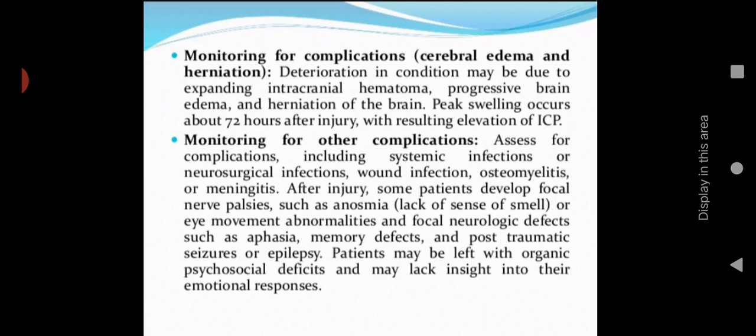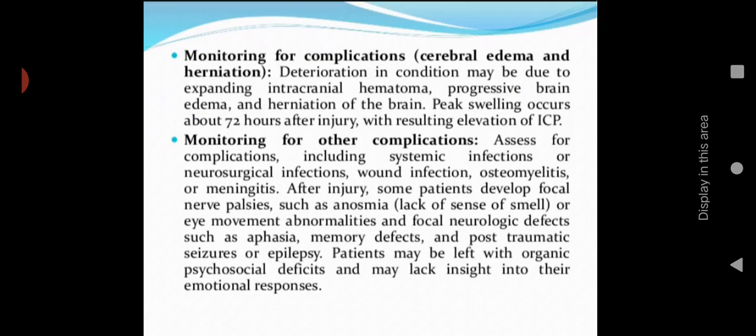Then some patients develop focal nerve palsy such as anosmia. With some focal nerve palsy, there will be loss of sensation, especially smell or taste. Okay, then eye movement abnormalities. Sometimes you can see that one eye is moving properly and the other eye is fixed, so that is also a focal nerve palsy. Then post-traumatic seizure and epilepsy.